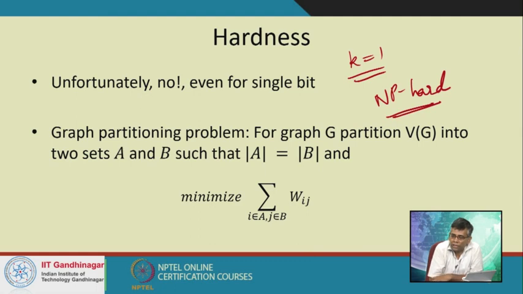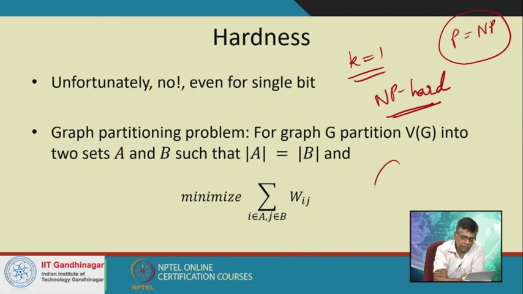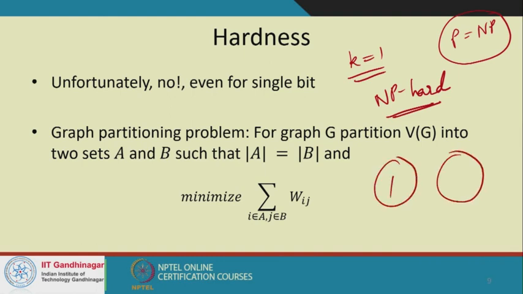If you don't remember, NP-hard problems are problems whose solutions you can guess and verify in polynomial time, but without resolving the question P equal to NP, you are not expected to get a polynomial time algorithm for an NP-hard problem. Getting one would be equivalent to solving the P equal to NP question. The corresponding NP-hard problem that we use to show that our problem is also NP-hard is called graph partitioning, in which we partition the vertex set V of G into two sets A and B.